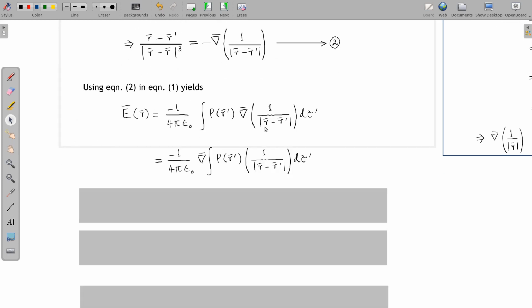Now what are you trying to differentiate here? We need to bring some perspective, because we have two things: an integration and a differentiation. We need clarity as to the integration being done with respect to which variable, and the differentiation with respect to which variable. There are two variables here, two position vectors: one is r and another one is r prime.